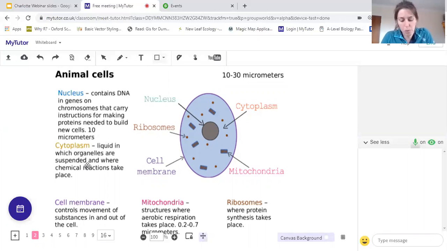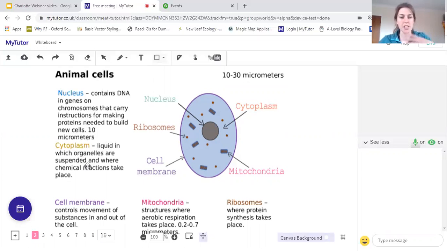if you studied it before, is the use of glucose to produce energy. Respiration takes place in most of our cells within the mitochondria. We also have ribosomes, which is where protein synthesis takes place.